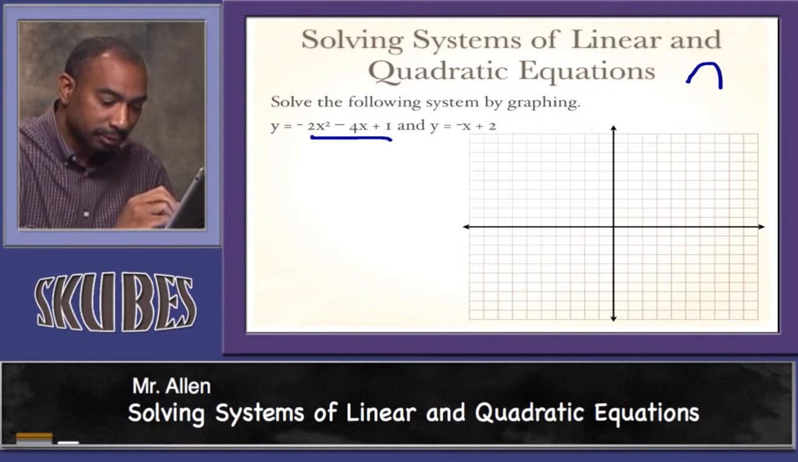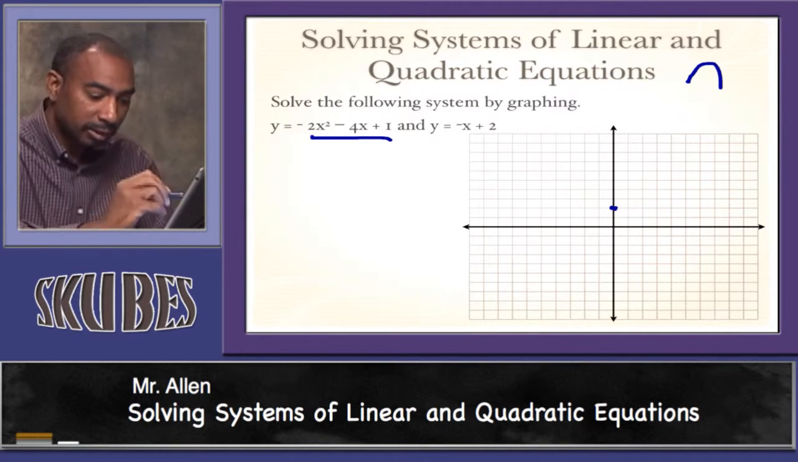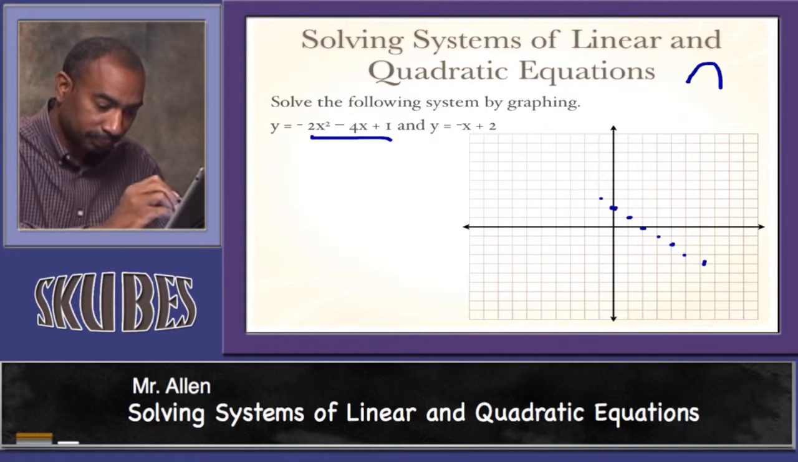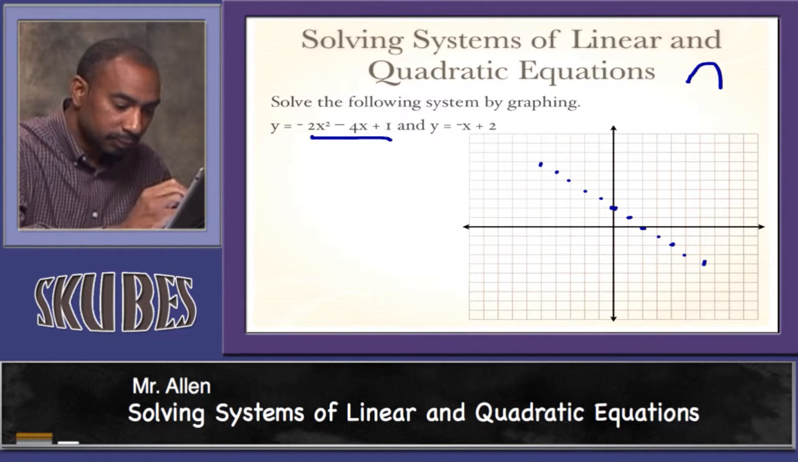So our y-intercept is 2. And we know that our slope is negative 1. So I can go to the right 1 and go down 1. To the right 1, down 1, and so on. Or I can go to the left 1 and up 1. That will be our line.